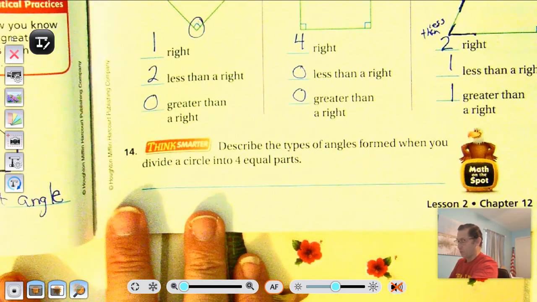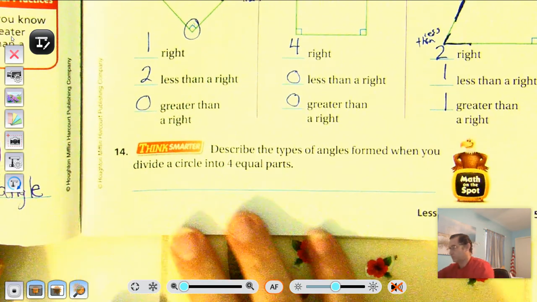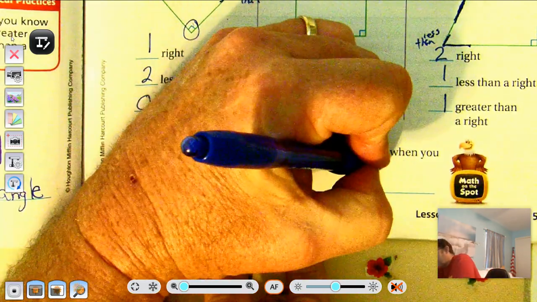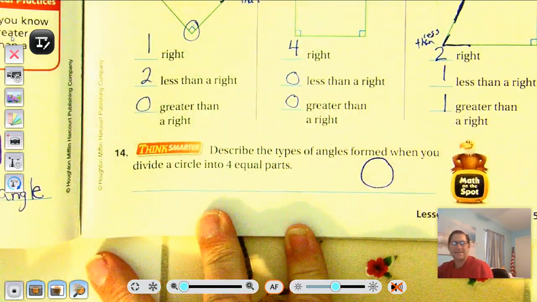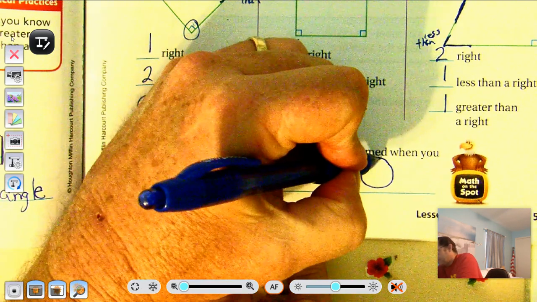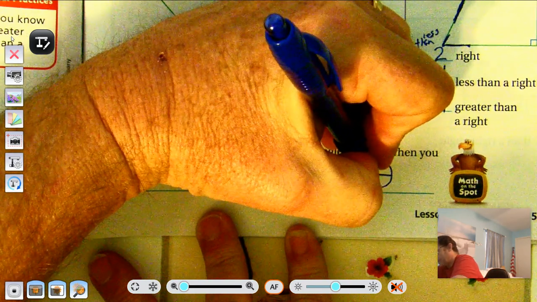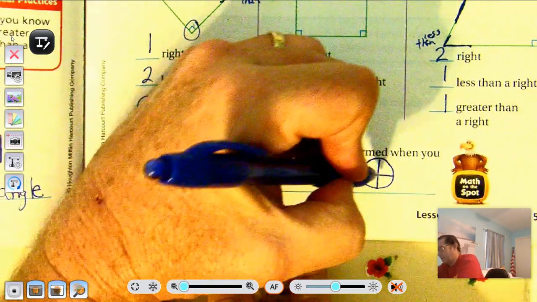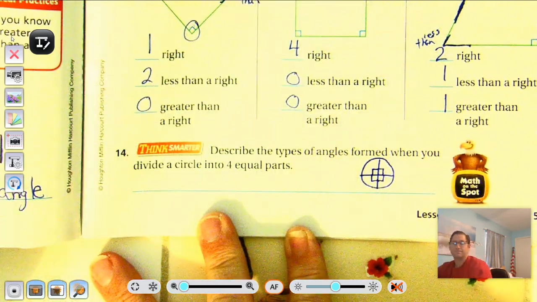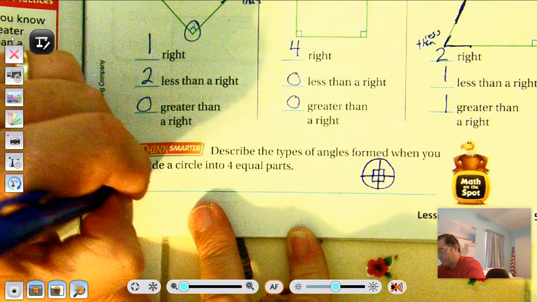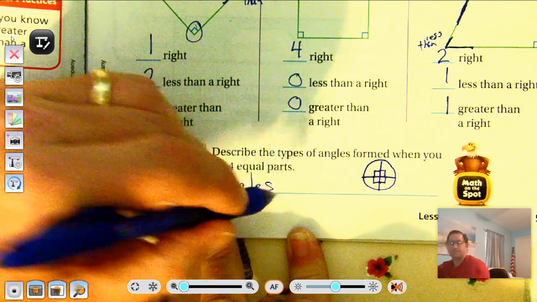All right, number 14. Describe the types of angles formed when you divide a circle into 4 equal parts. Well, let's do that. Let's draw a circle. And it says divide it into 4 equal parts. Okay, well, that's 2 equal parts. That's 4 equal parts. Oh, I see. Well, we make 4 right angles. Okay.